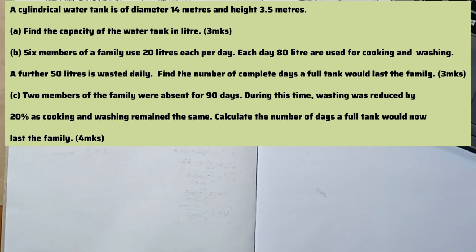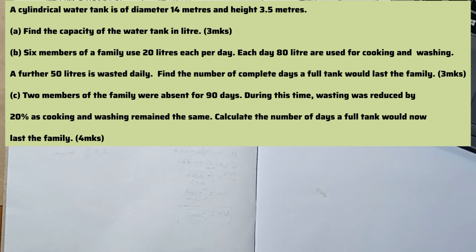When we go to question number B, 6 members of the family use 20 liters each per day. Each day, 80 liters are used for cooking and washing. A further 50 liters is wasted daily. Find the number of complete days a full tank will last for the family.